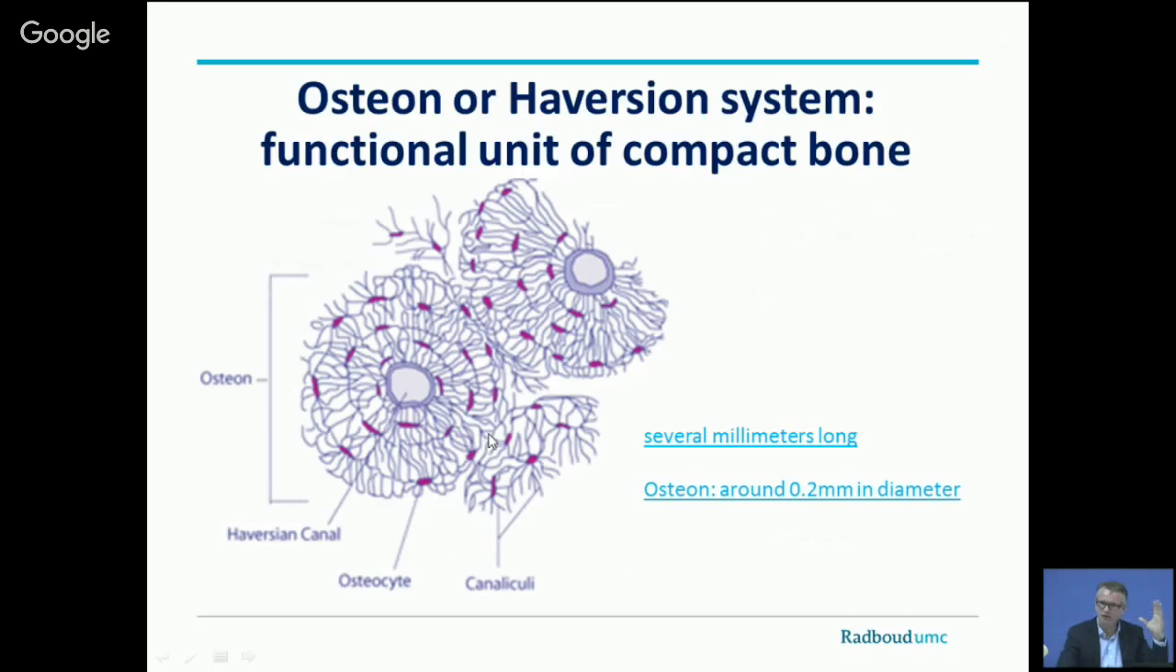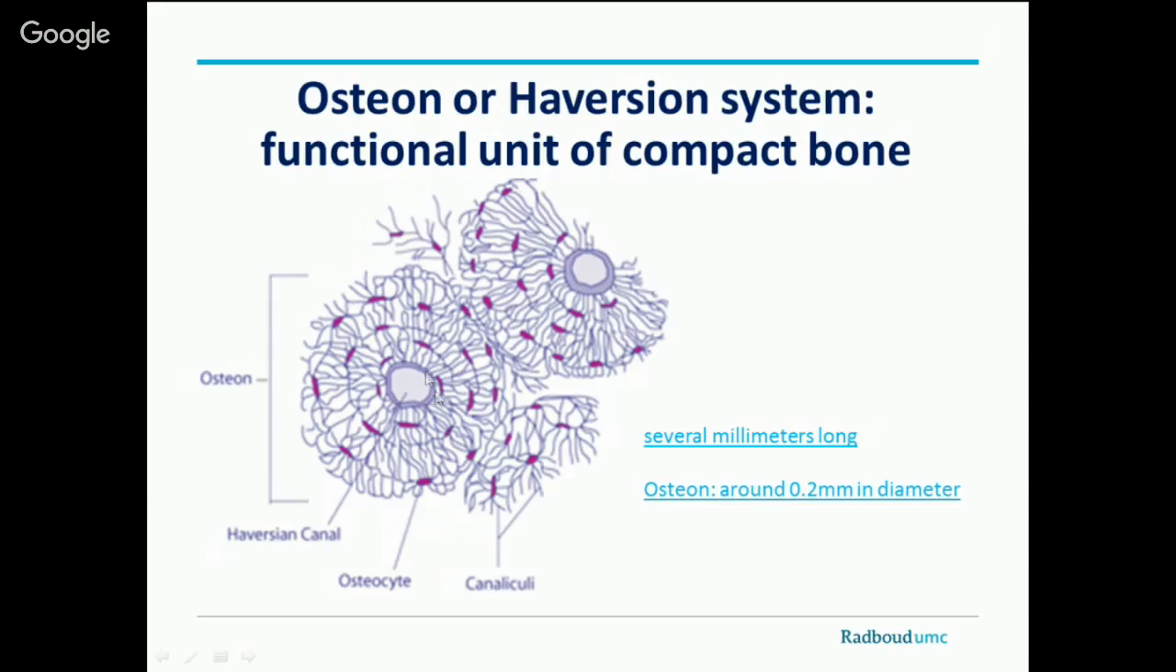And the idea is that if you bend your bone, the fluids in those tubes move, and the osteocyte can pick that up. And then they know, oh, there is bending. I need to make bone, because if there is a lot of bending, I need to make bone. If the osteocytes don't feel a lot, they don't make bone, and then the bone disappears.